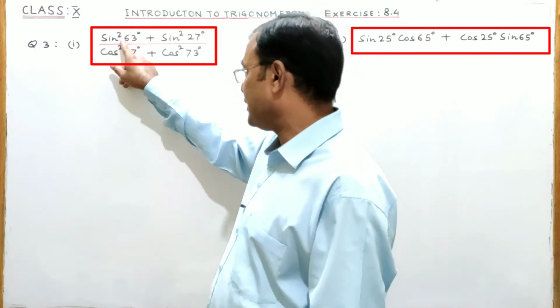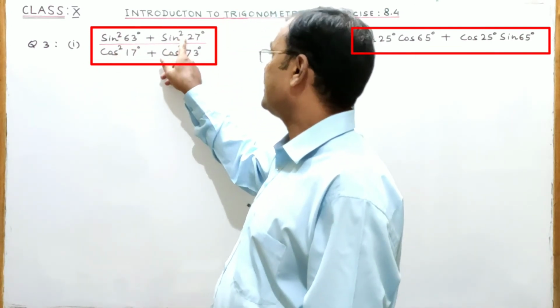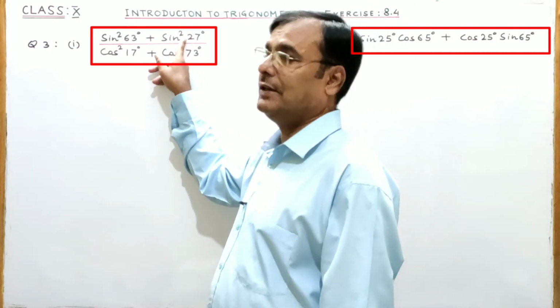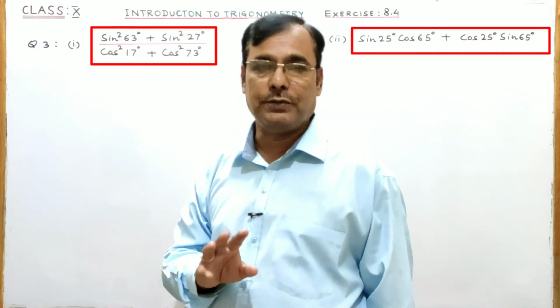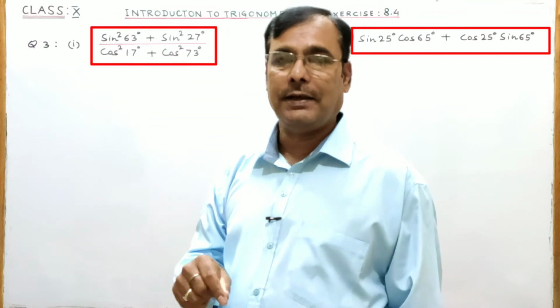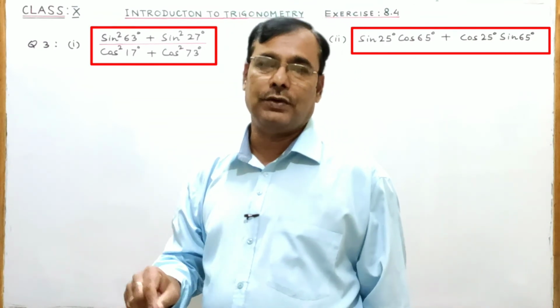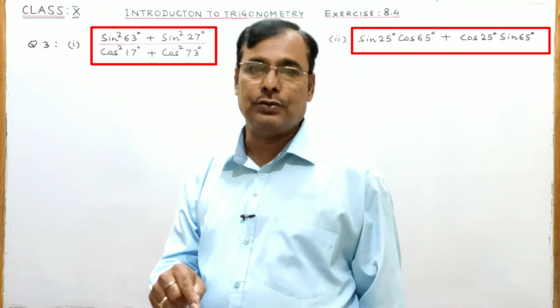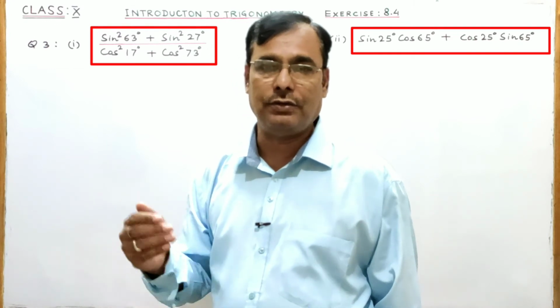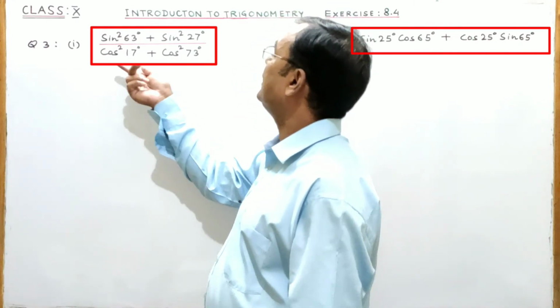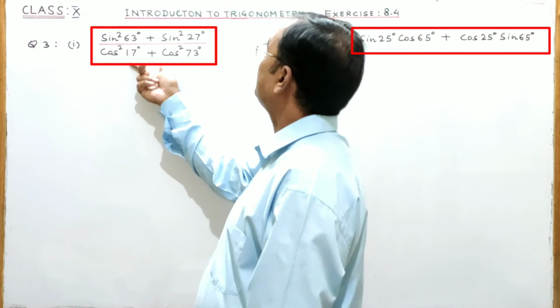So sine square 63 degrees plus cos square 63 degrees will be equal to 1, because we know the identity sine square A plus cos square A equal to 1 for all values of the angle from 0 degree to 90 degree. Same idea in the denominator also we are going to apply.